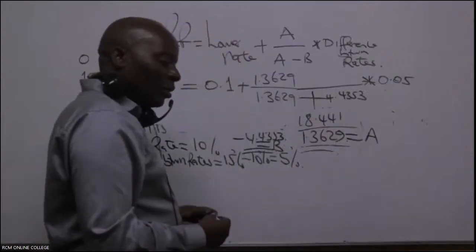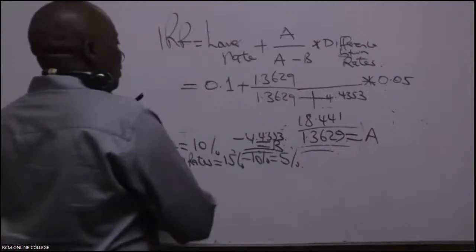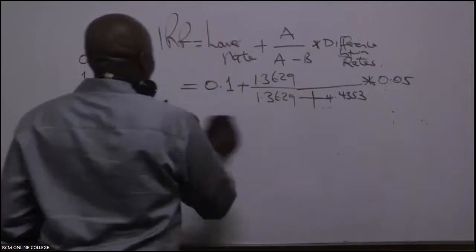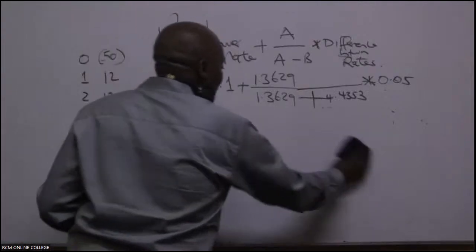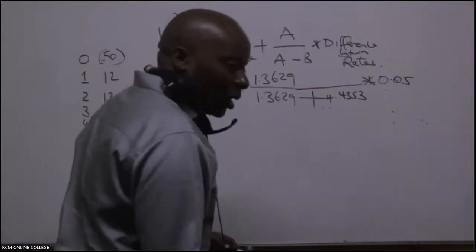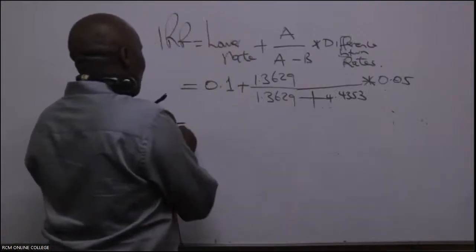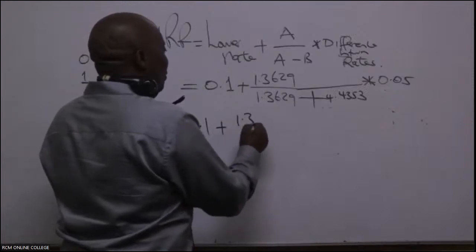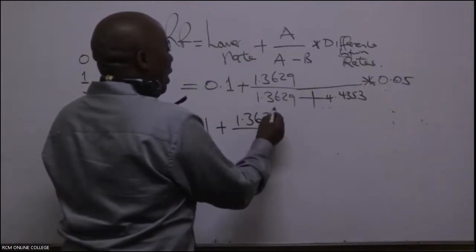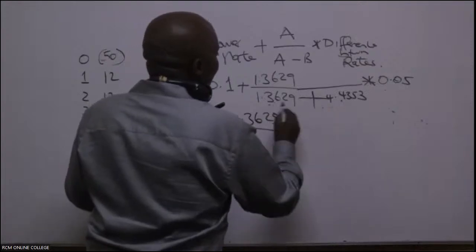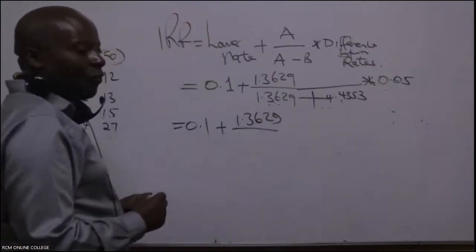Let's go slow here. Ladies and gentlemen, this is what I'm going to have. So this will be 0.1 plus 1.3629 all over. Can you kindly add those two for me?